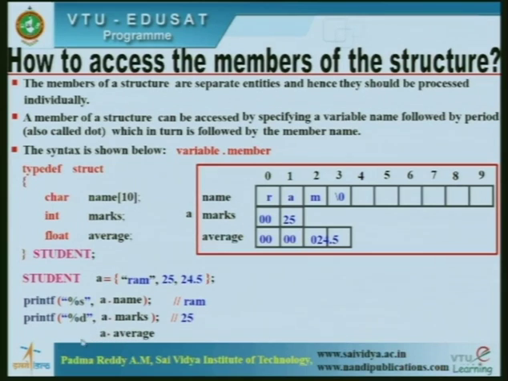If I say A dot average, I have to display. For display the average, what is the statement to be used here? Printf. So here the output will be 24.5. I hope now we know how to access the members of a structure and how to display the members of a structure also.